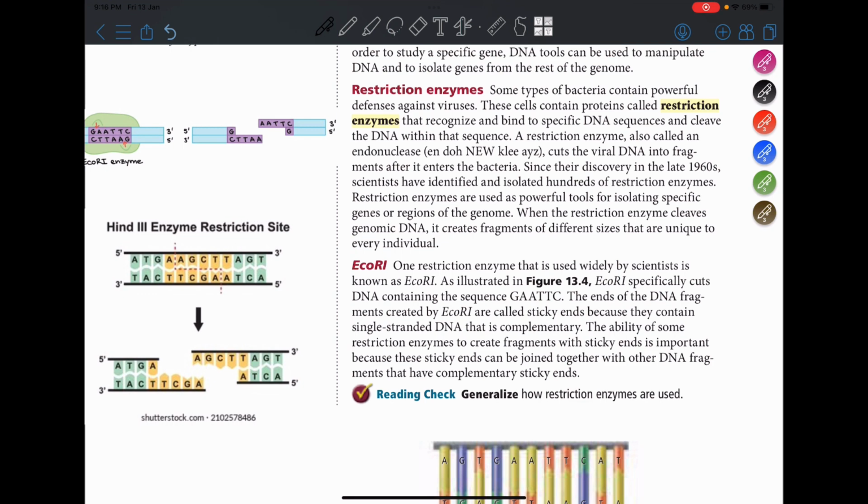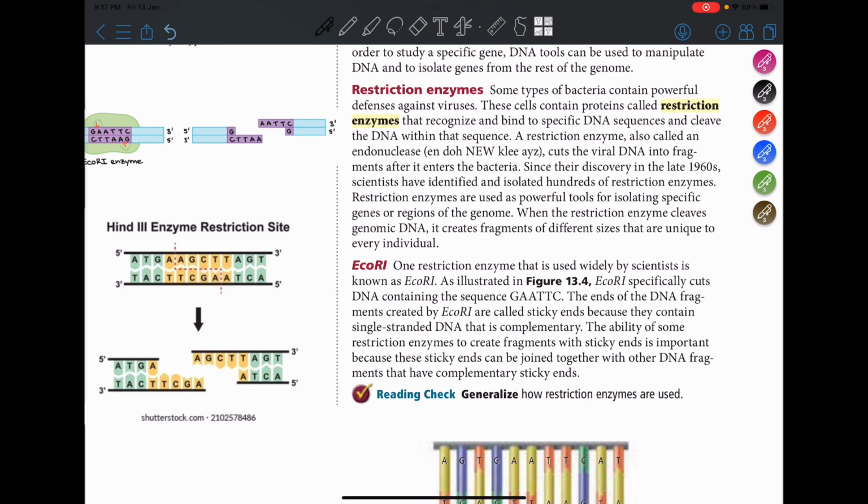Now, a restriction enzyme, also called an endonuclease, cuts the viral DNA into fragments after it enters the bacteria. And this viral DNA that we're talking about is the virus's DNA. So we're talking about how bacteria use these restriction enzymes to defend themselves. When this DNA enters the bacteria, this restriction enzyme, also called endonuclease, cuts that viral DNA into fragments.